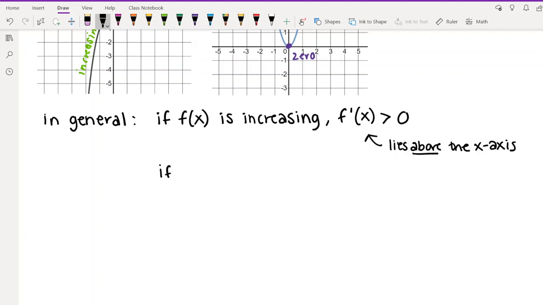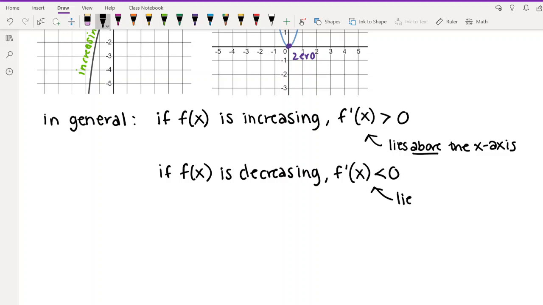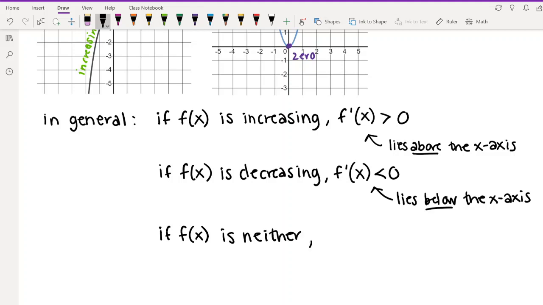And if f of x, the original function, is decreasing, then we can say that the derivative is negative. In other words, it lies below the x-axis. And then if f of x is neither increasing nor decreasing, so it's kind of like temporarily flattened out, then f prime of x is equal to 0.